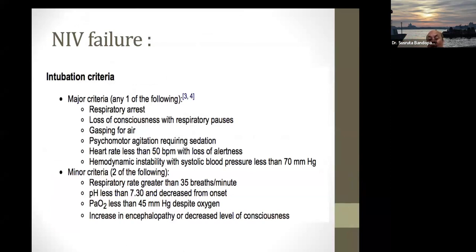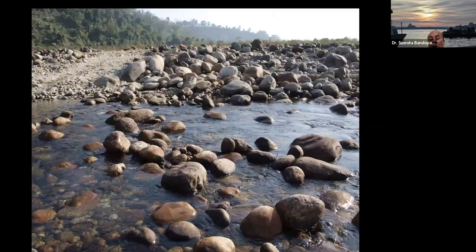Intubation criteria after NIV failure: if there is a respiratory arrest, loss of consciousness, too much gasping for air, psychomotor agitation requiring sedation, heart rate less than 50, hemodynamic instability with systolic blood pressure less than 70. All these are indications for intubation in a patient who is already on NIV. Minor criteria: respiratory rate greater than 35, pH less than 7.3, and PO2 less than 45 despite oxygen, increase in encephalopathy or decreased level of consciousness.